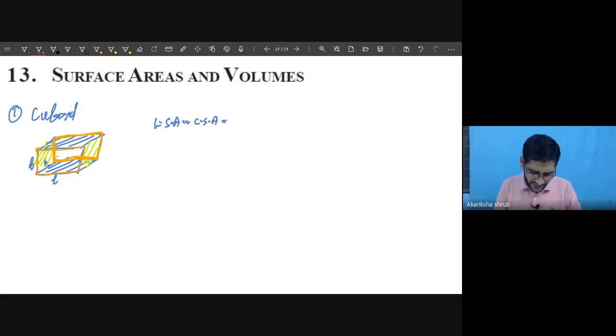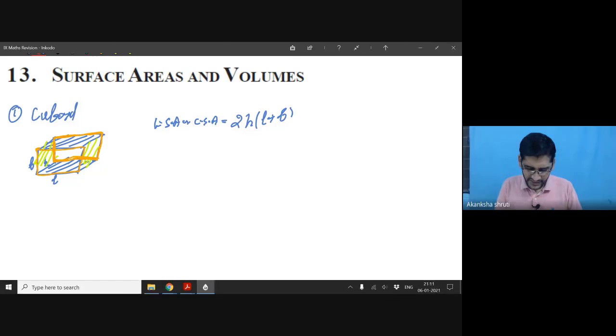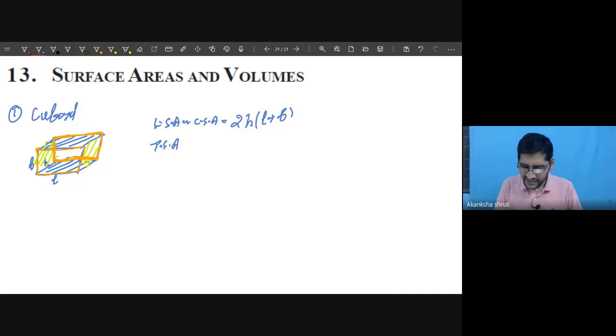So it is obtained by taking h and l, and h can even be taken out, so it is twice h times (l plus b). But for TSA, how is the formula? Only two can be taken at a time: l into b plus l into h plus b into h, twice. So we need to take them pairwise. And volume is l b h. That's all.